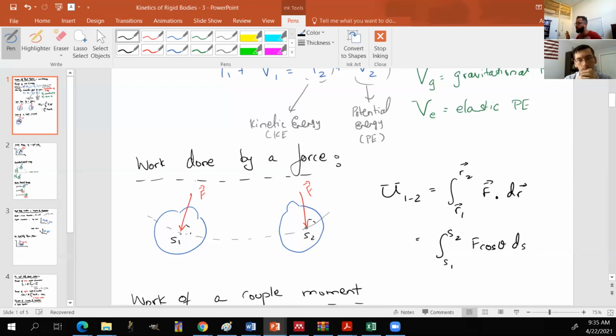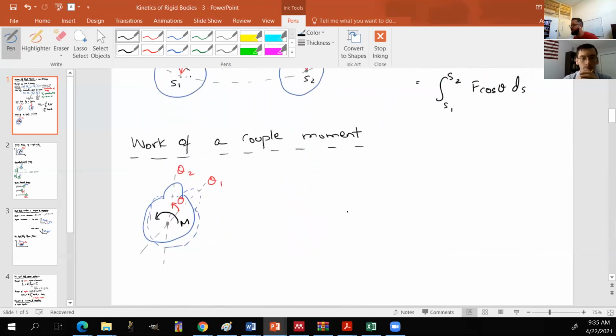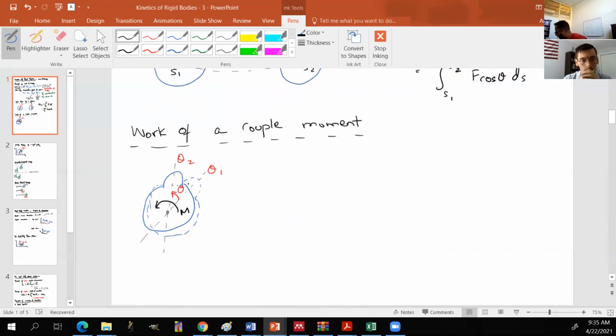So the work done terms remain the same. Where new stuff comes in is what's the new thing that's happening when we're looking at rigid bodies? Things are rotating. So when the rotation comes in, for example, over here, you have the initial position for this rigid body, which is the dotted position over here. You establish some kind of datum.